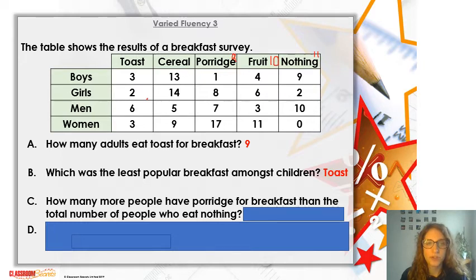So we've got a few different things we need to do here. Let me just rub these bits out so we don't get muddled. Okay, so how many more people have porridge than the total number of people who eat nothing? So we need to work out the total for the nothing column and the total for the porridge column.